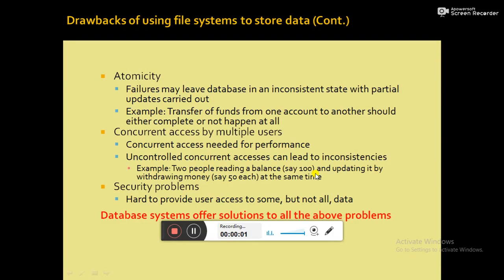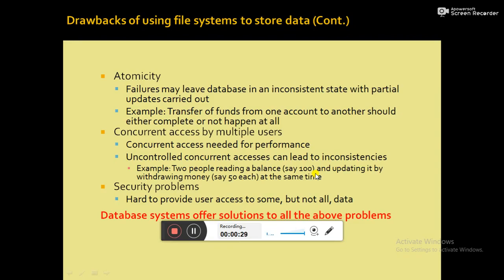The next drawback of the file processing system is concurrent access anomalies. First of all, we have to know what concurrent access is. If a system allows multiple users to access a common file or a common database, then it is known as concurrent access. That means at the same point of time, multiple users can access a common file or a common database. Why do we need that kind of access?